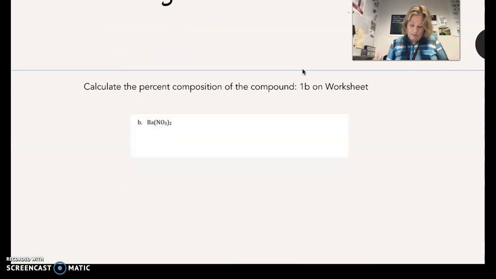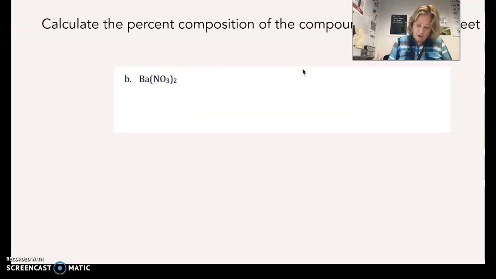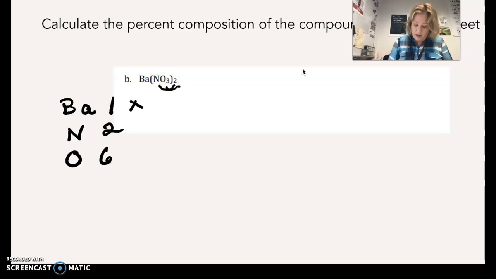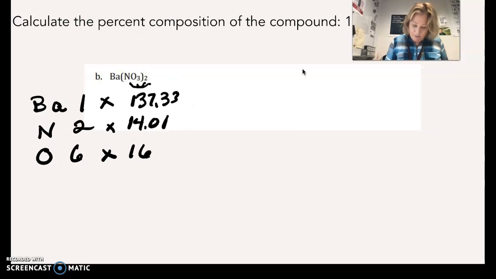There is one on your worksheet I'll do with you, just in case you're still struggling or want to see more. Barium nitrate. When I count, you can see that there's 2 nitrogens and 6 oxygens. The molar mass of barium is 137.33, nitrogen is 14.01, oxygen is 16.